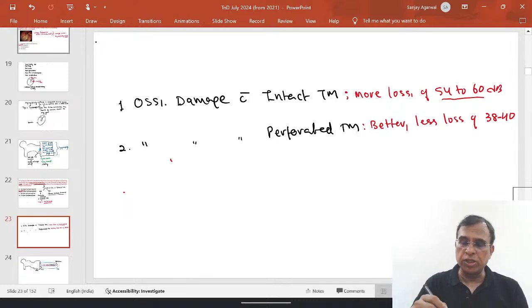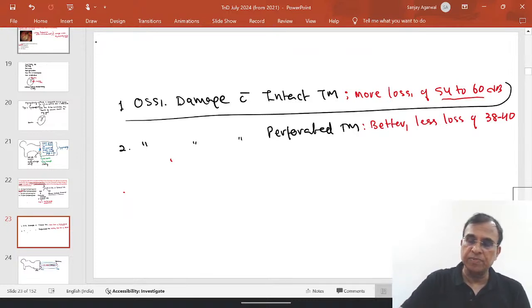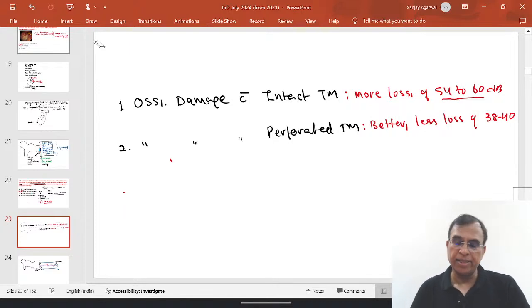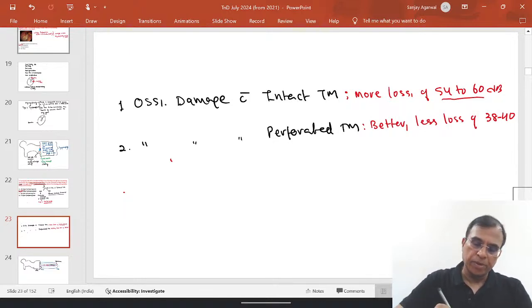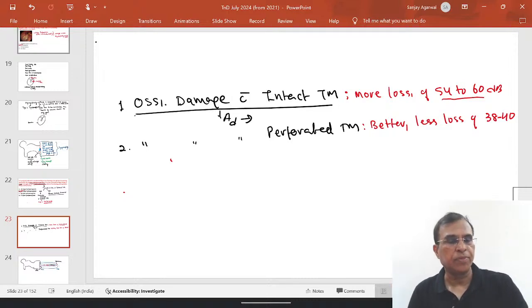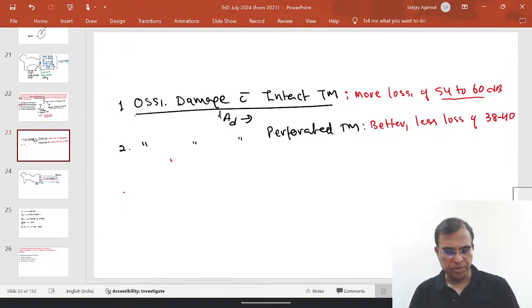So this question was about this, and in this patient you will get an AD type tympanogram, which is our question. So everybody is saying what we just discussed correctly, so that's good.